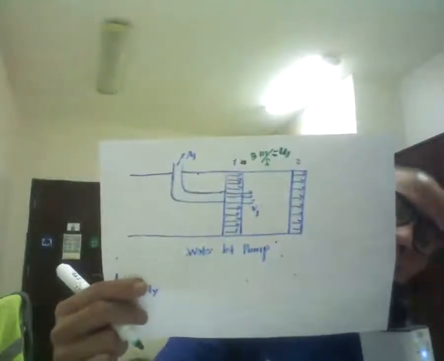So in point 1, we have the velocity of 3 meters per second. Velocity na siya sa point 1 is equals to U1. U1 is 3 meters per second.